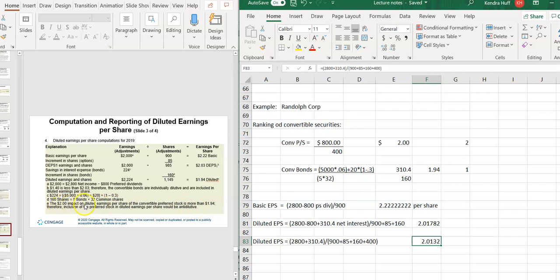What does it say? The $2 impact on diluted earnings per share of the convertible preferred stock is more than $1.94. Therefore, inclusion of preferred stock in diluted earnings per share would be anti-dilutive. No. They left theirs like that. They didn't add the $2 in. But my number is different than their number, so... Okay, but you get the basic idea.